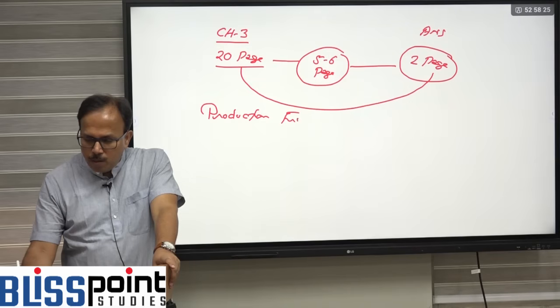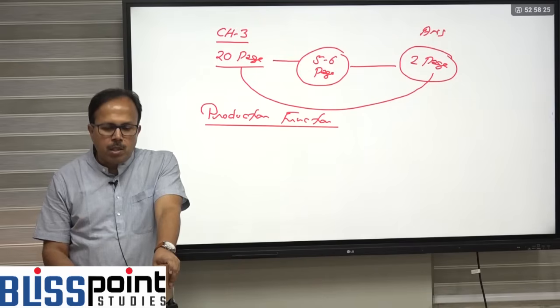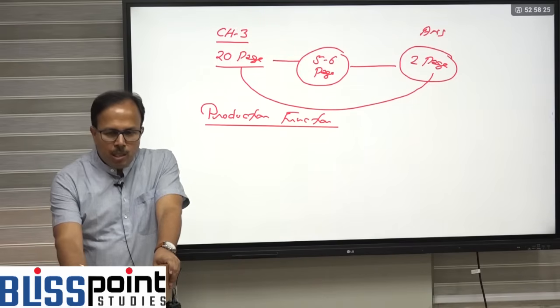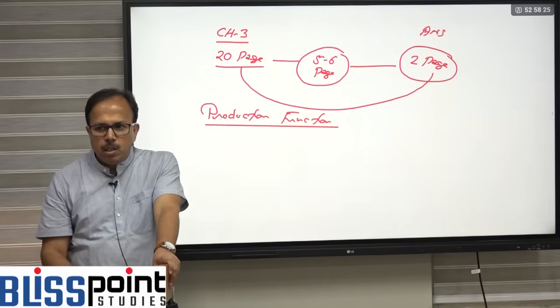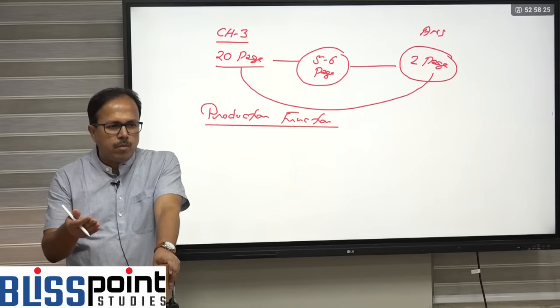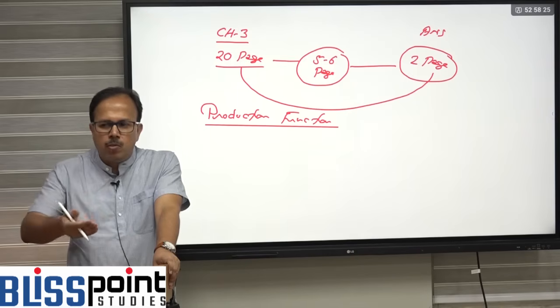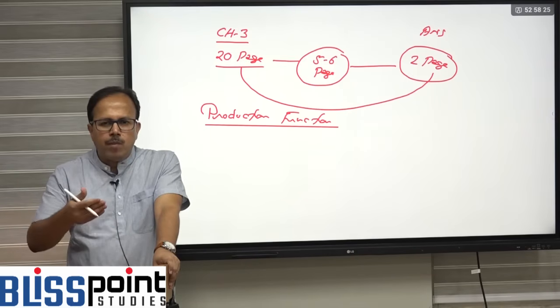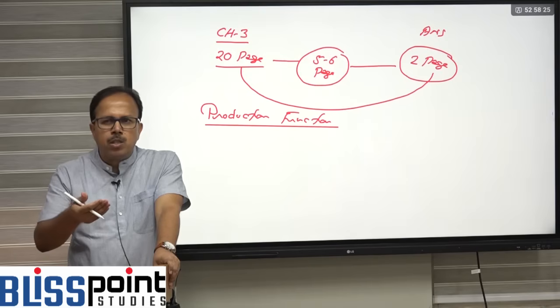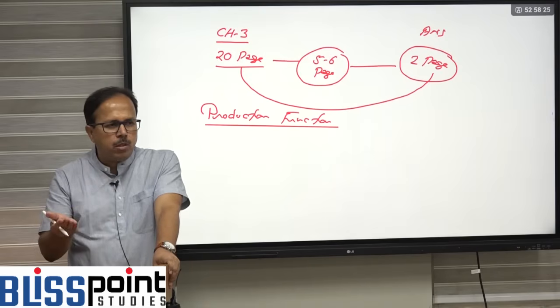Now when we start this chapter, the chapter basically begins with production function. ठीक है, you can make short subheading. It starts with the production function concept. So what is the meaning of the term production function? Production is a function of what? Production of the output is a function of the input.